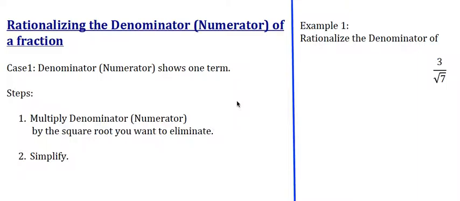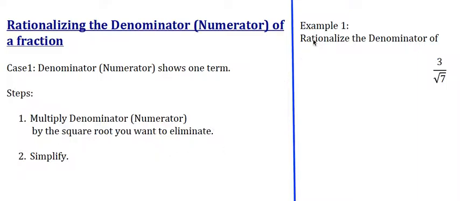Case 1, the easy case: what to do to rationalize when the denominator or numerator shows just one term. Here are the steps. Step 1, multiply the denominator or numerator by the square root you want to eliminate. Step 2, simplify. Make sure that your answer is shown in simplified form.